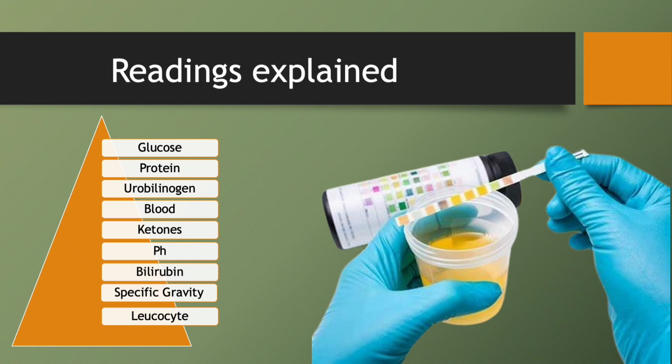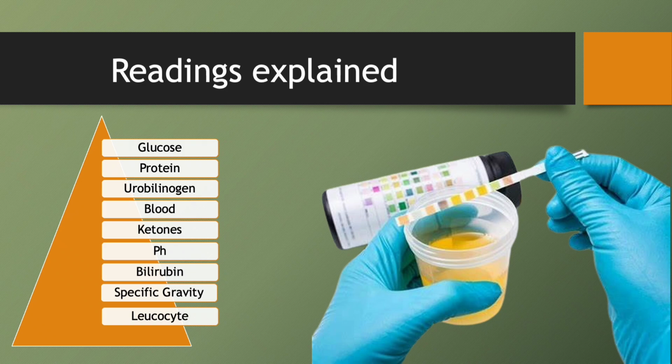Ma'am, if there's a positive reading on glucose, it means that the patient is diabetic. If there's a positive reading on protein, it means that my patient might be facing kidney problems. If there's urobilinogen in the urine, it means that there is a liver disease. If there's blood, it may mean that if it's female, my patient is on menstruation, or there's actually internal bleeding, if male or female at the same time.